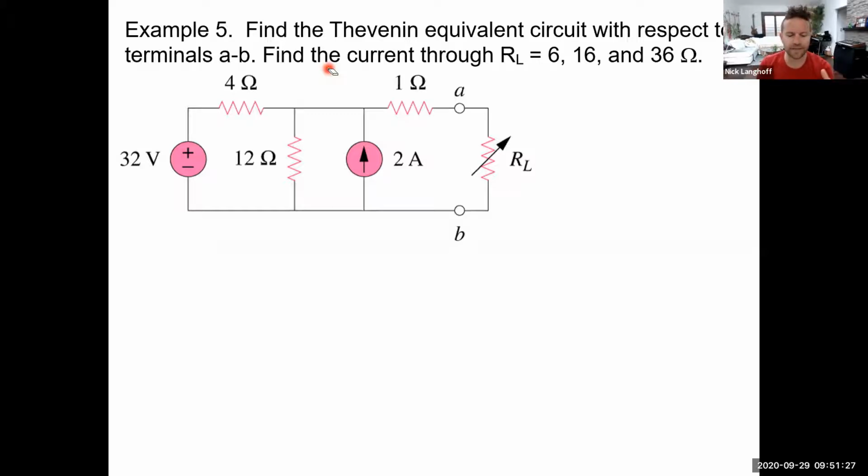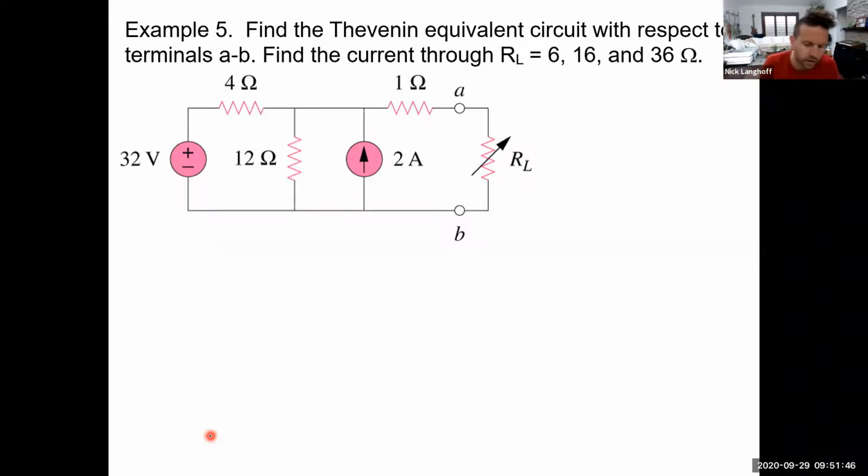A load resistor is shown with an arrow pointing through it, meaning that that load could change. And the nice thing is that once you've Thevenized a circuit, you can then easily calculate voltages and currents delivered to the load by varying the load. And we'll find the current for a few different loads of 6, 16, and 36 ohms respectively.